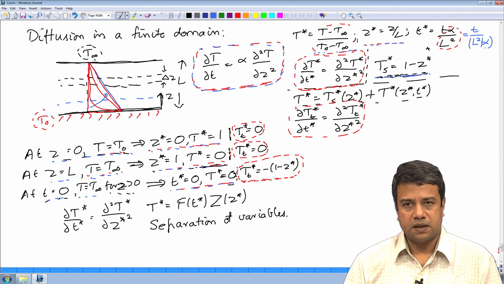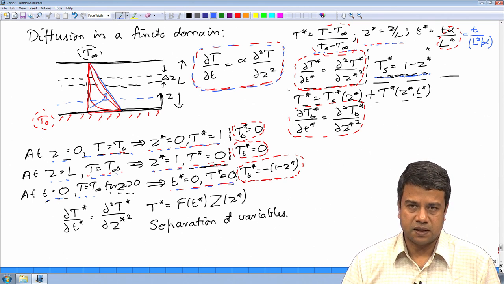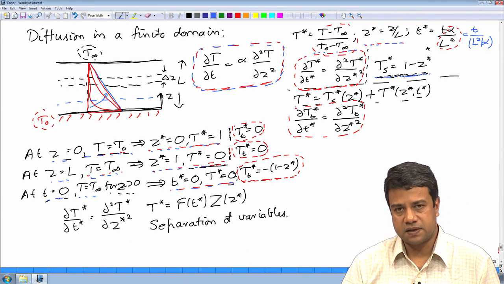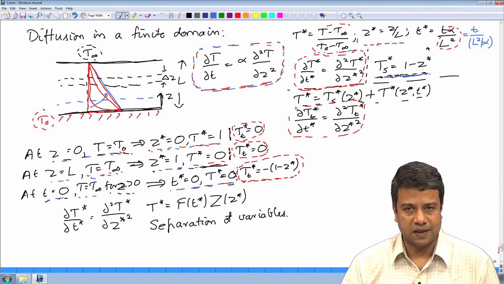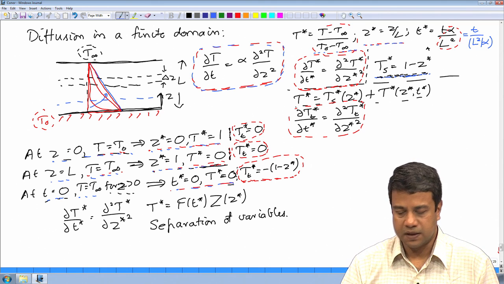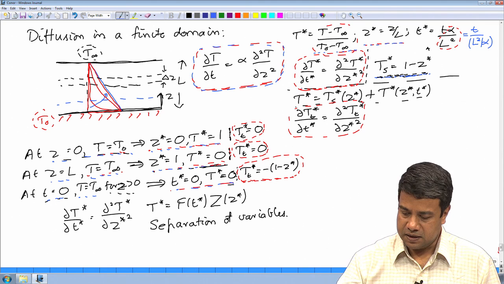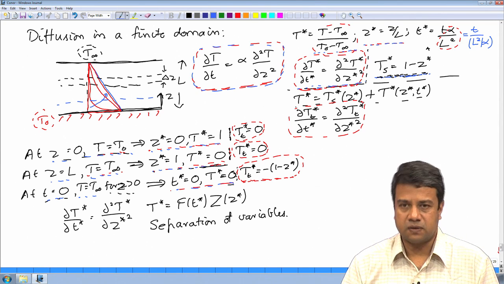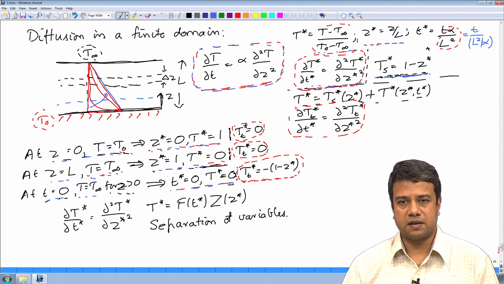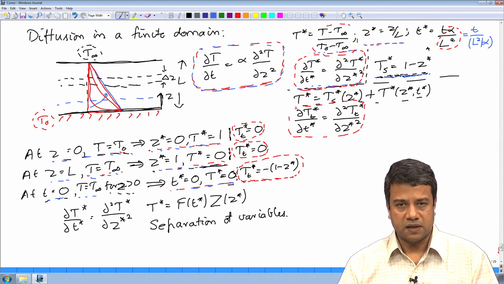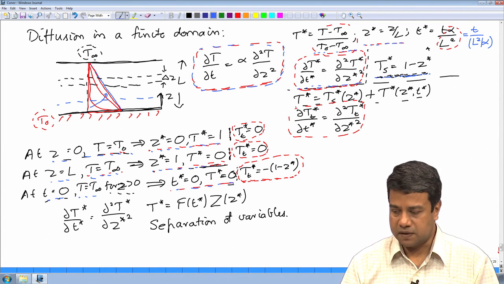L squared by alpha is a diffusion time, a time it takes for energy to diffuse over a distance comparable to L. Once you do that, the scaled equation that results does not depend upon the diffusion coefficient at all, because I have scaled the variables in such a way that I get an equation that is independent of the absolute temperatures and independent of the diffusion coefficient.